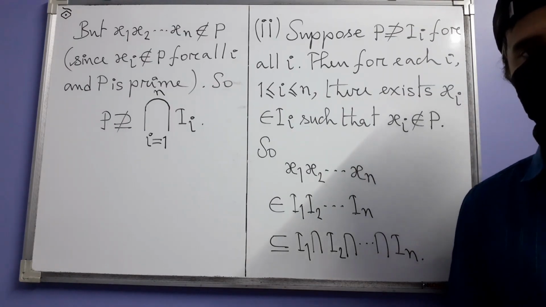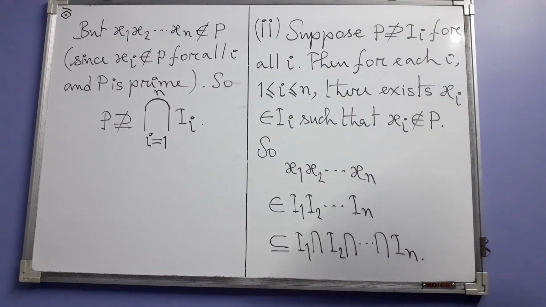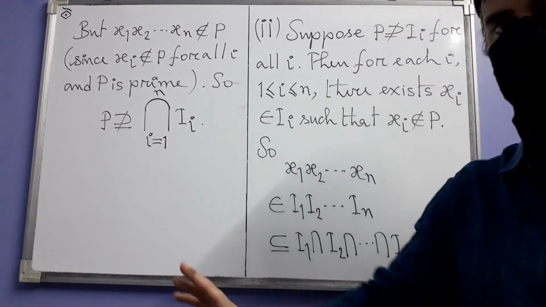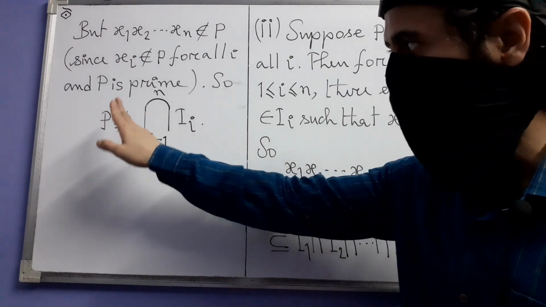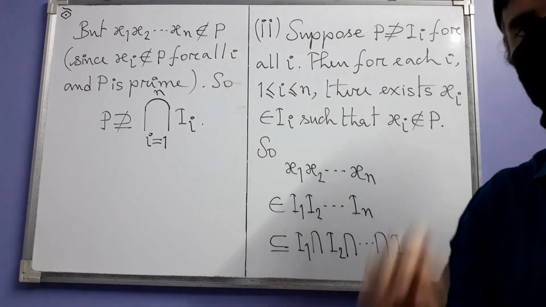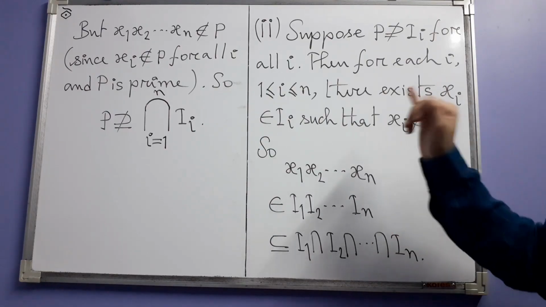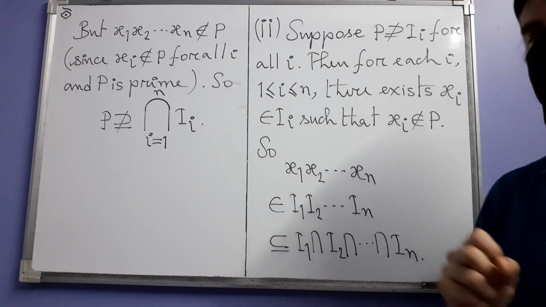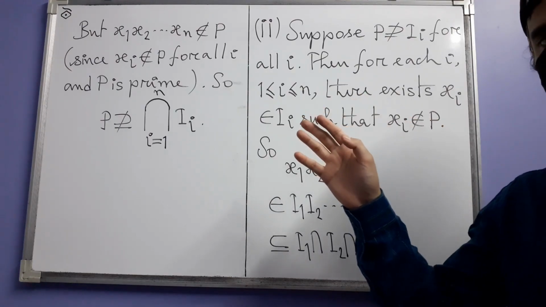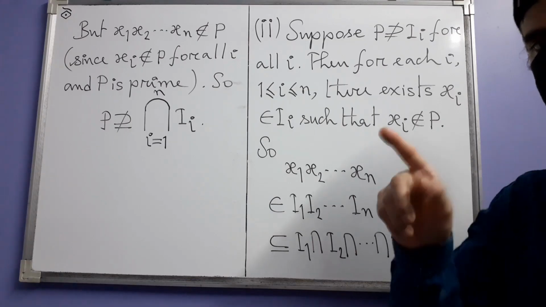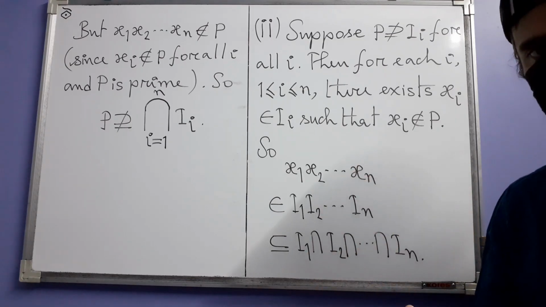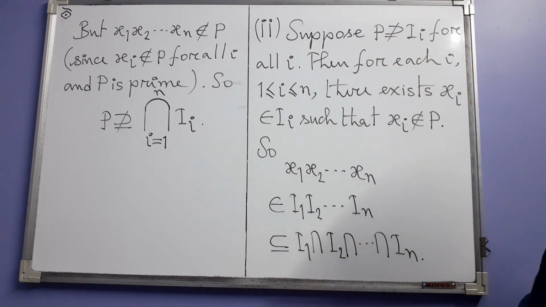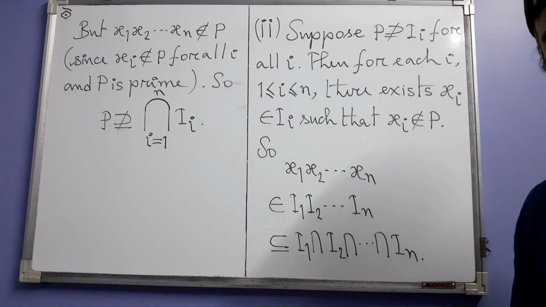In part 2, the original statement is the implication that if P contains the intersection of these ideals Ii, then P contains at least one Ii entirely within itself. So that means here also, just like part 1, we are not proving the implication itself, but its contrapositive. Suppose that P does not contain any Ii. P doesn't contain Ii for all i.